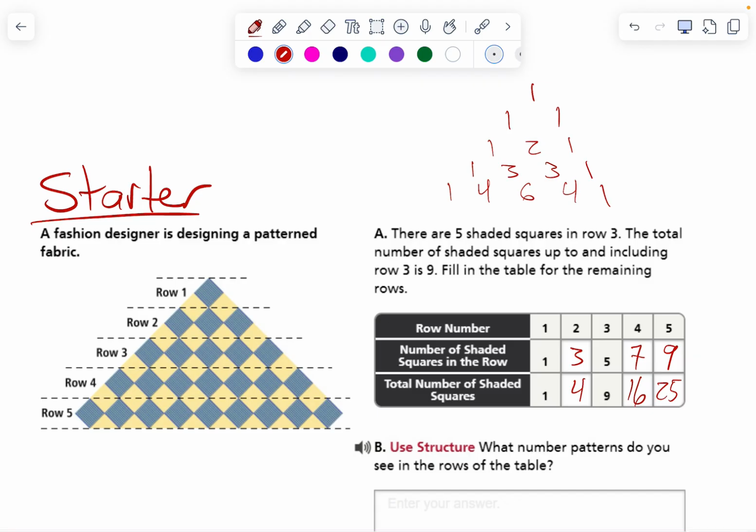Anybody know the name of that? Fibonacci. Oh, the Fibonacci sequence. Have you ever heard of that before?